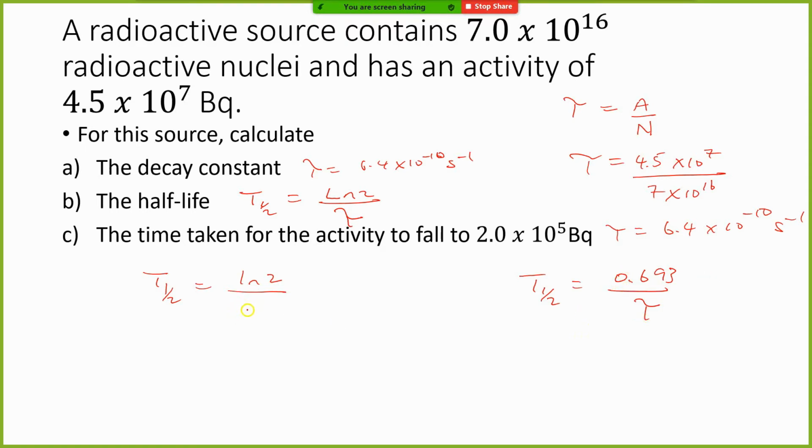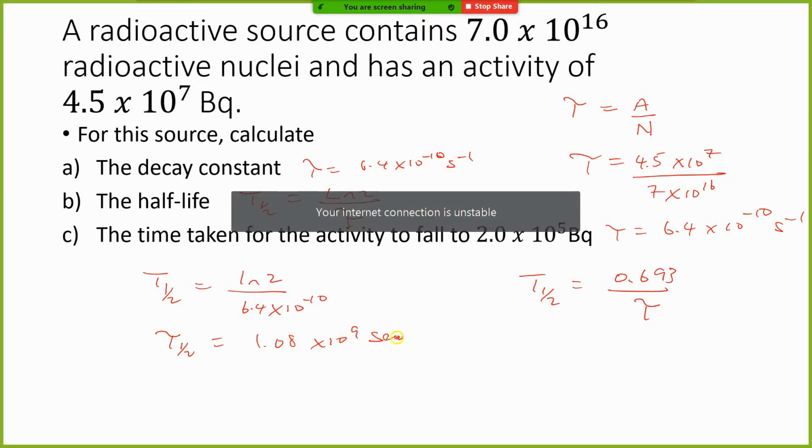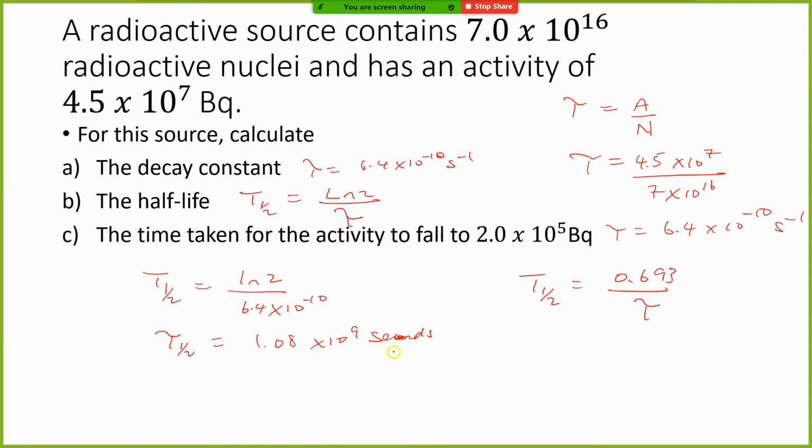So we're dividing that now by our decay constant, which is 6.4 times 10 to the minus 10. In essence, we're saying 0.693 divided by 6.4 e to the minus 10, right? This tells us that the half-life is going to be 1.08 times 10 to the 9 seconds. This is our half-life. Do we agree? Let me know if you guys agree. Yes, sir. All right, good.